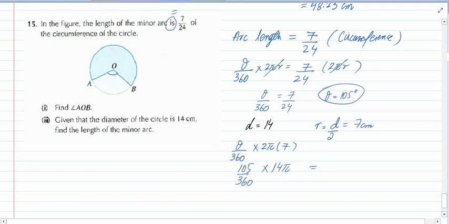Now you need to calculate it with the help of your calculator. So 105 times 14 times pi divided by 360, it's 12.83. And what is 12.83? It's the arc length that is asked in part 2. So we have done both parts A and B.